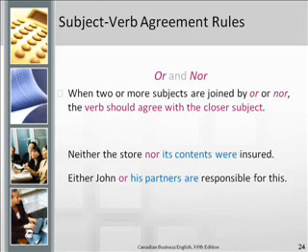If the subjects were reversed and the sentence read, neither its contents nor the store was insured, the singular verb was would be used because the word store is singular and would be closer to the verb. The same thing for the second example. Either John or his partners are responsible for this. John is singular and partners is plural, so we need to use the plural verb are because partners is closer to the verb.